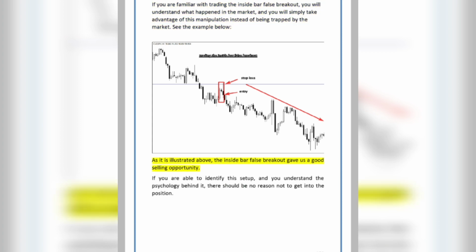As it is illustrated above, the inside bar false breakout gave us a good selling opportunity. If you are able to identify this setup, and you understand the psychology behind it, there should be no reason not to get into the position.